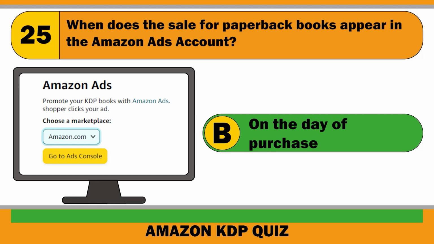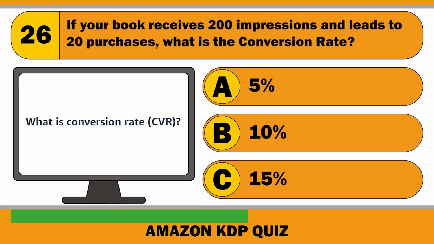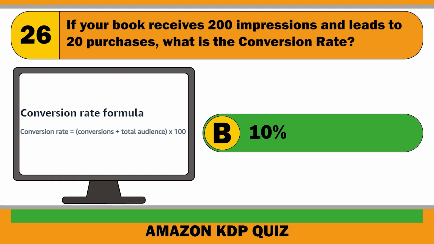If your book receives 200 impressions and leads to 20 purchases, what is the conversion rate? Is it 5%, 10%, or 15%? To calculate the conversion rate, you divide the number of conversions by the total number of visitors. In this case, there were 20 purchases out of 200 impressions, resulting in a conversion rate of 20 divided by 200 equals 10%.